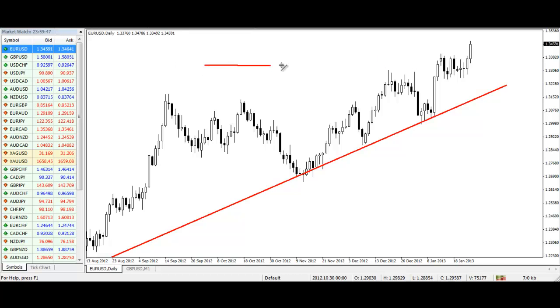For example, we can see, if I draw this one on now, how resistance has become support, resistance becomes support through here, and price is moving to the upside.